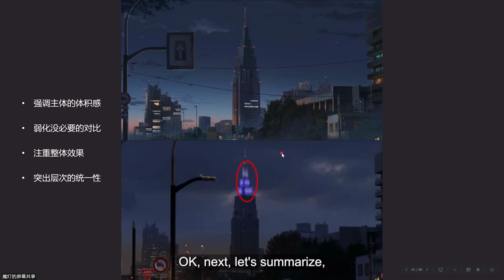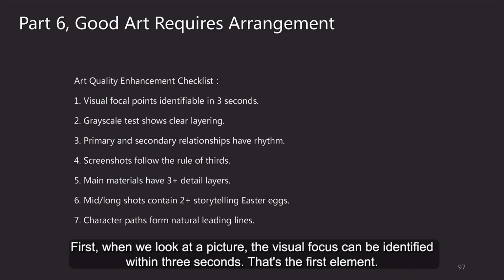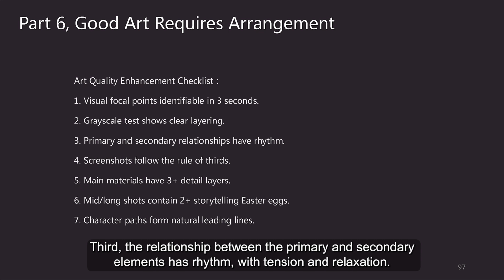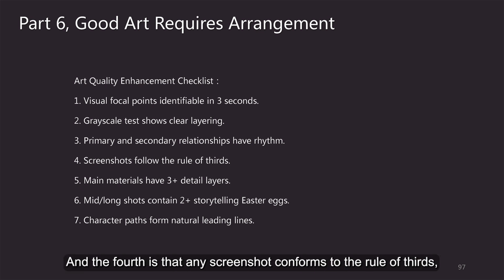Okay, next let's summarize. A summary of improving art quality. First, when we look at a picture, the visual focus can be identified within 3 seconds. That's the first element. The second is that we turn it into a grayscale image, and then the layers are very distinct. Third, the relationship between the primary and secondary elements has rhythm with tension and relaxation. Fourth is that any screenshot conforms to the rule of thirds.